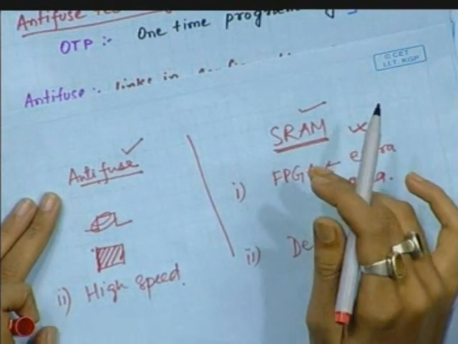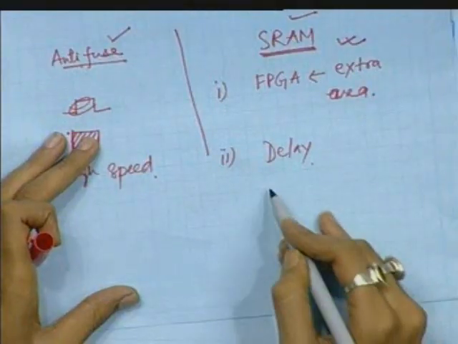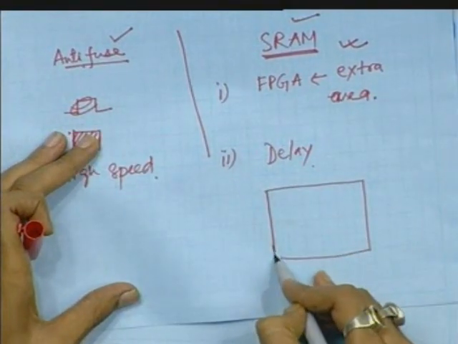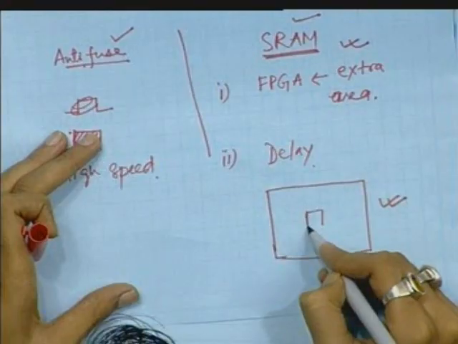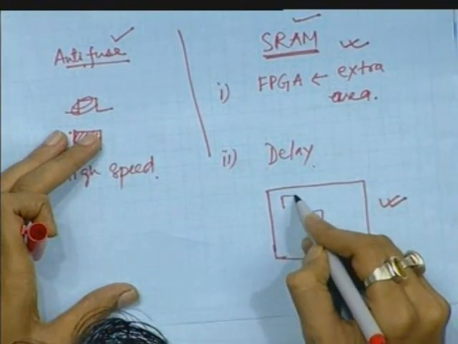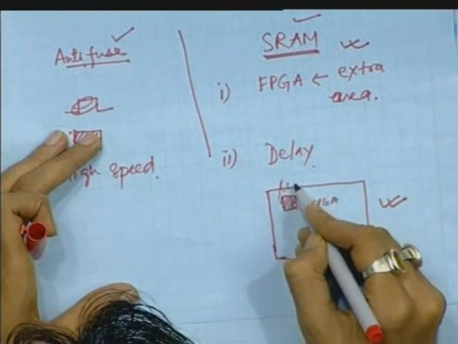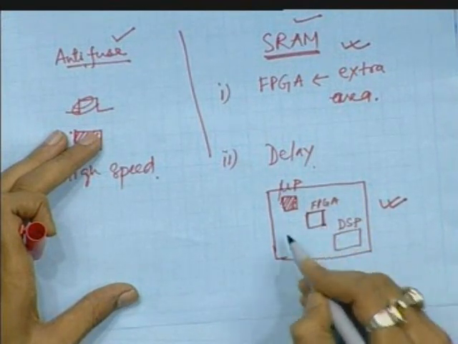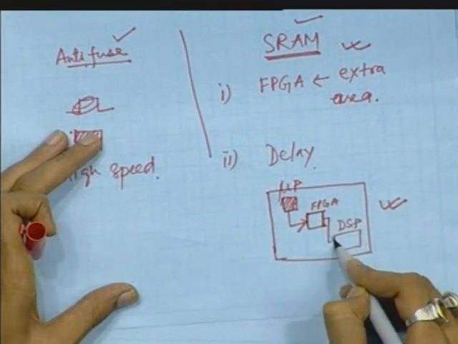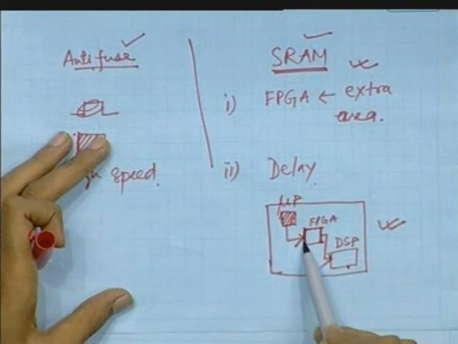Now we have to find applications where, once you have programmed an FPGA, you do not require reprogramming it. Suppose there is a system whose functionality is fixed and an FPGA is required. This is an FPGA, suppose this is a microprocessor, and suppose this is a DSP processor. The functionality of the FPGA is to synchronize and interface these two blocks. So its function is fixed.